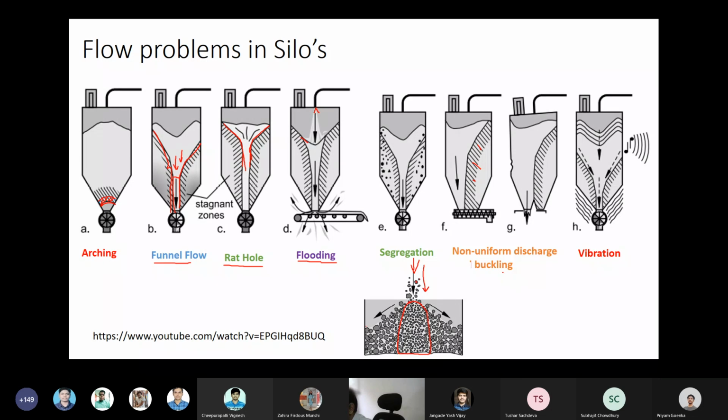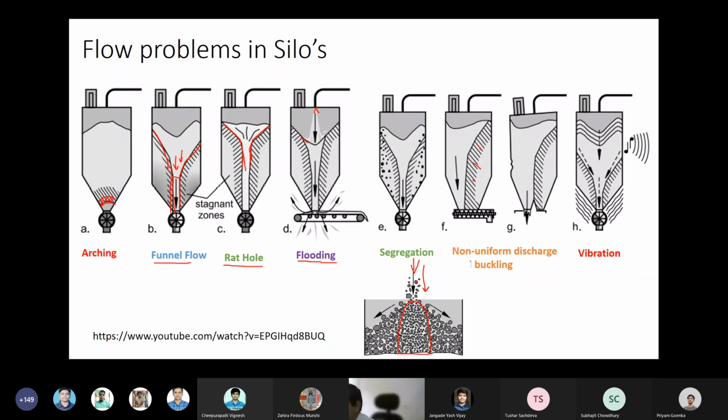Sometimes in olden days, industries used to equip silos with sonic waves, which would vibrate the silos to create this funnel flow. This was to avoid, or rather destroy, the stagnant zones, whenever there is a rat hole or funnel flow, to speed up the process. They used to vibrate the whole silo.